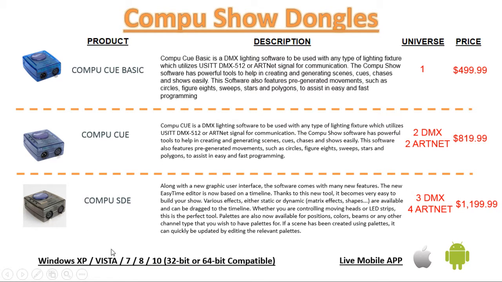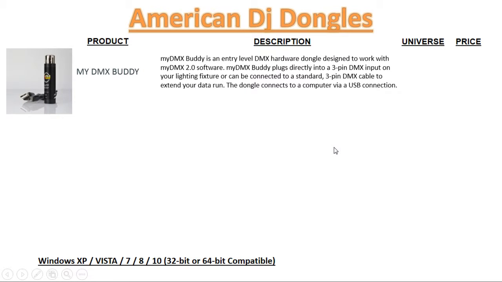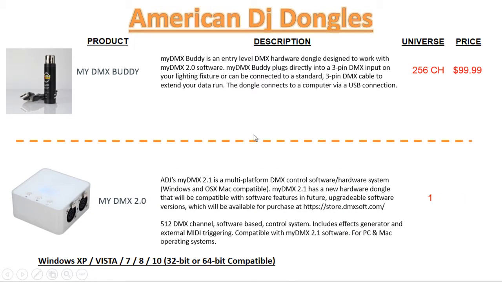Again, this Compu Show is compatible with Windows XP, Vista 7, 8, 10 in the 32 and 64-bit varieties, and again has a mobile app for both Apple and Android. American DJ's interfaces, or dongles, include the My DMX Buddy, which gives you 256 DMX channels for $100, and the My DMX 2.0, which gives you one DMX universe of 512 channels for $299.99.